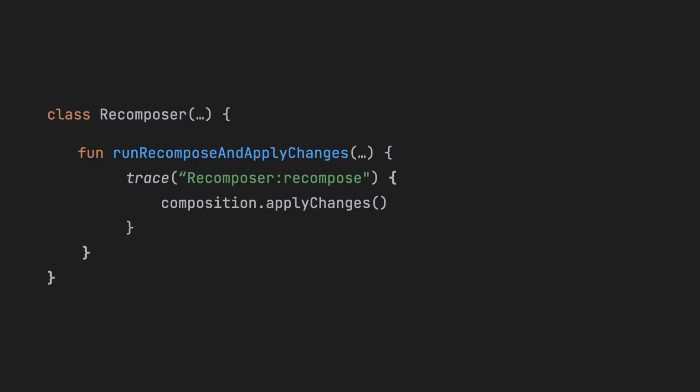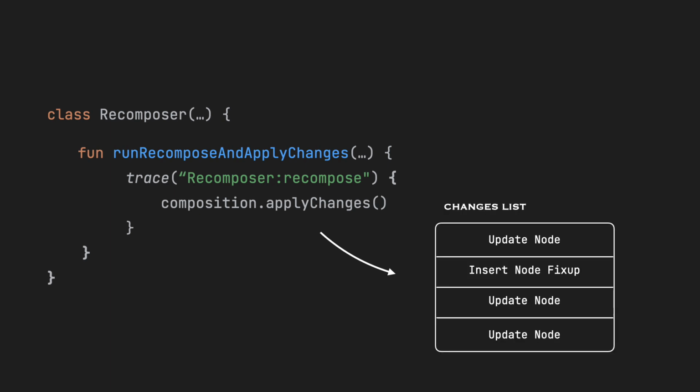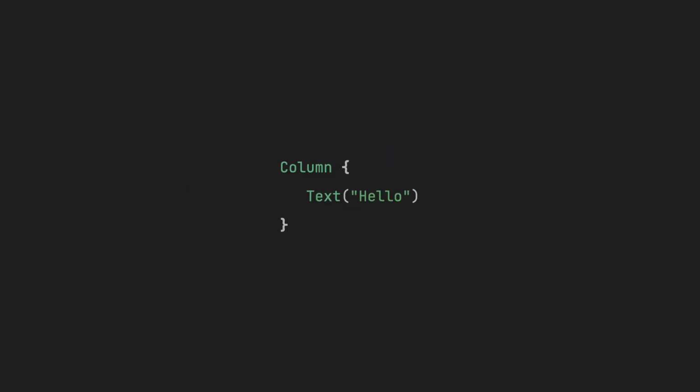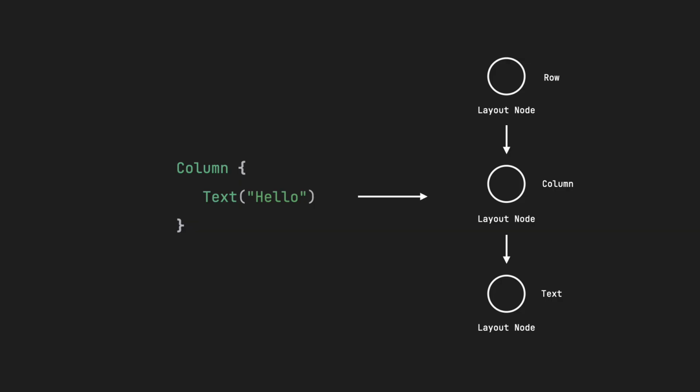And what the composer is going to do is look at your compose code and apply certain changes at the end to be able to update the slot table. And these are some of the changes, like update node, insert node, things like that. So as it's analyzing your compose code, it's forming these change lists at the end. So what does that look like? What this looks like is that when you look at this column, the way it converts it into a UI tree is like this.